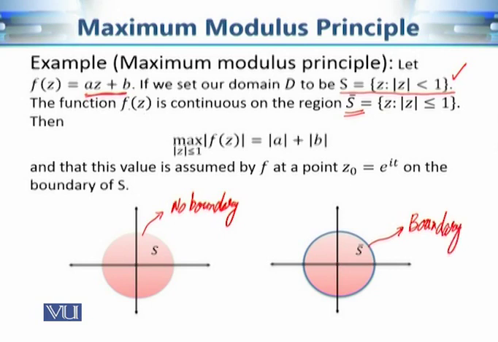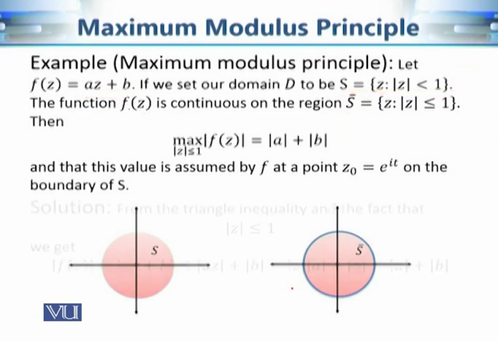Now we want to talk about the maximum value of this function, but only on this region S bar, and the claim is that the maximum value is mod of A plus mod of B, and of course we want to find out the exact point where the maximum value of this function is attained, and hence we will try to see if it is at the boundary or not. Of course it should be at the boundary according to this maximum modulus principle, but in this example we want to actually find out that point.